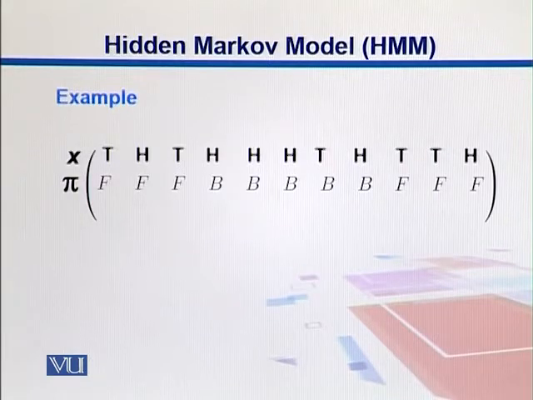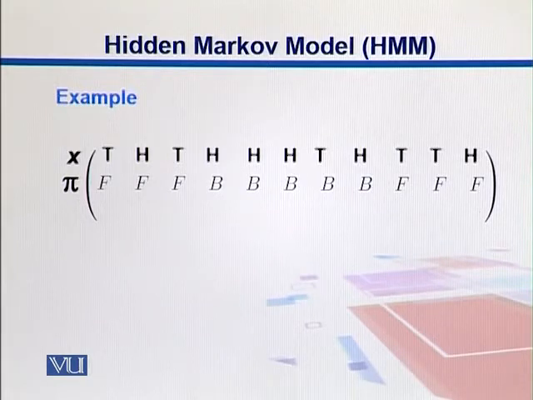What is pi? Pi is called the path. The path is the underlying states. For example, if we see the first tail coming from a fair die, there is a sequence of states following beneath this sequence of symbols. So fair, fair, fair, and then we have biased, biased, biased. That we call the path, or sequence of states.